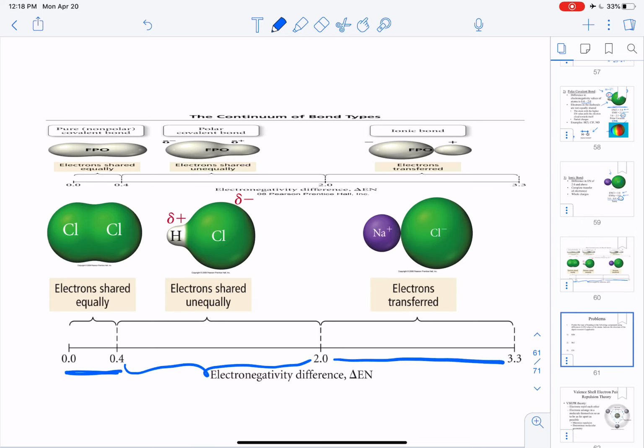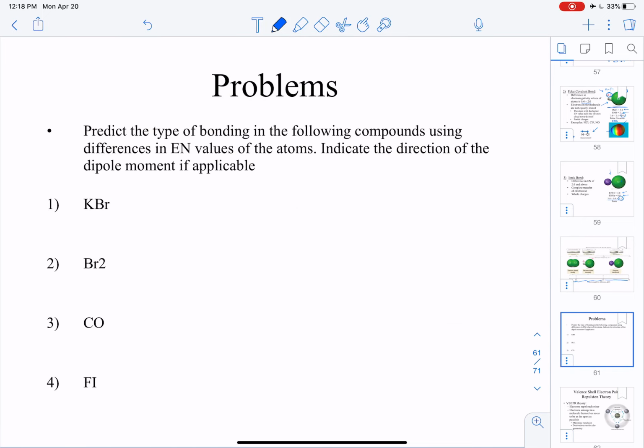So let's do a couple of problems, and let's decide whether we have a nonpolar covalent bond, a polar covalent bond, or an ionic bond. Now with KBr, you guys should be able to recognize that potassium is a metal and bromine is a nonmetal, and when we named covalent and ionic compounds, we were looking for a metal to tell us that that was ionic. So this one you guys should be recognizing. That should probably be ionic.